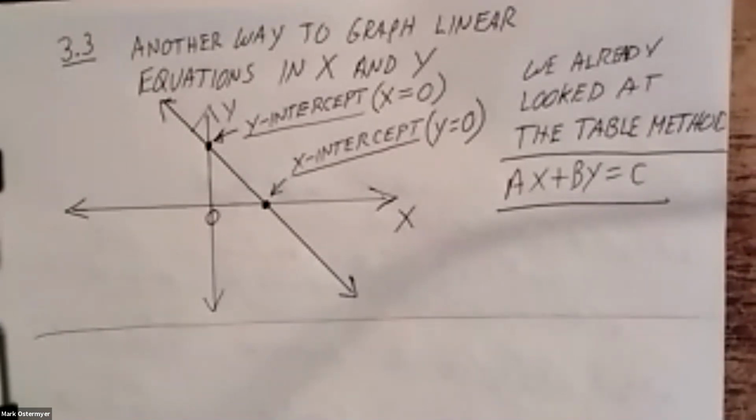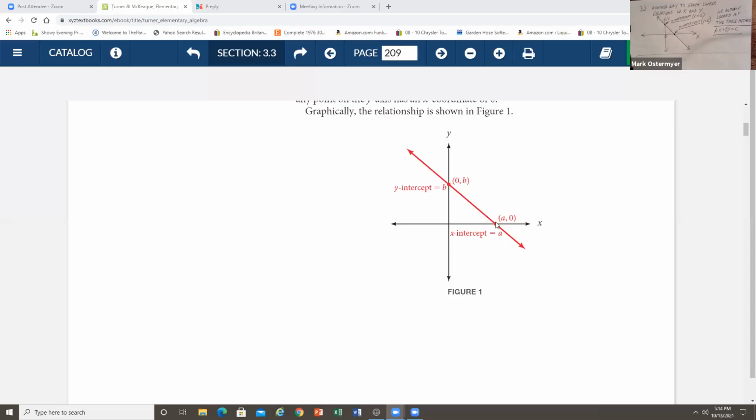All right, I'm going to go to our textbook here. This is also illustrating a y-intercept versus an x-intercept. Notice for a y-intercept, the x-coordinate is always 0. For an x-intercept, the y-coordinate is always 0. Everybody see that there?